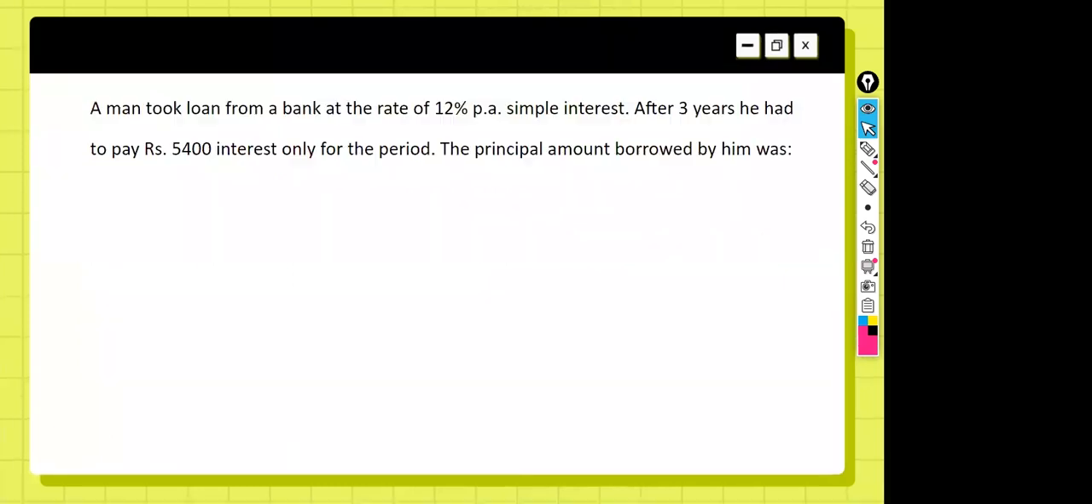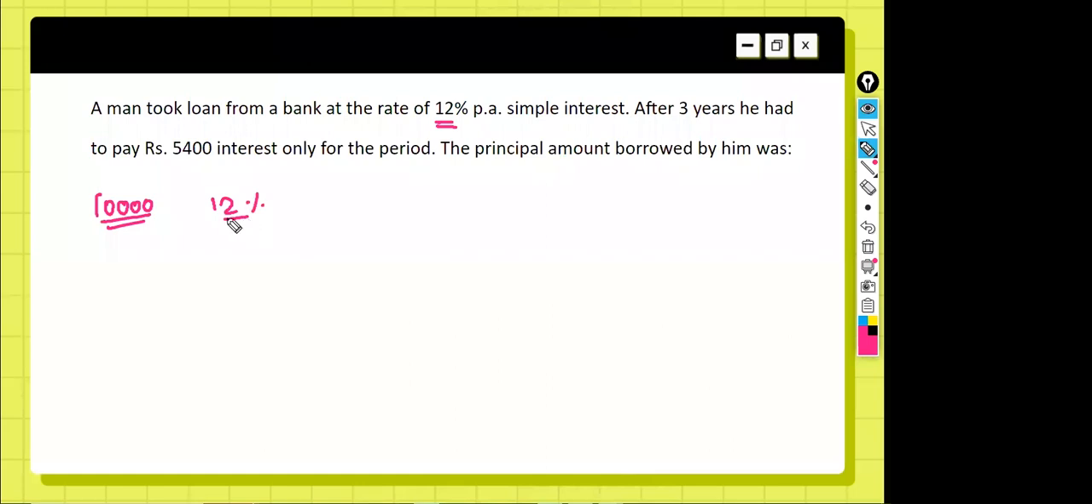I'll just repeat the shortcut solution again. See, what is the rate of interest here? 12%. Simple interest, meaning from the principal amount, let the principal be 10,000 rupees. If we are calculating 12%, first year, what is 10% of it? 1,000. 12% will be 1,200 rupees.